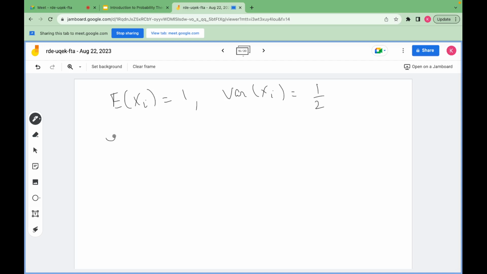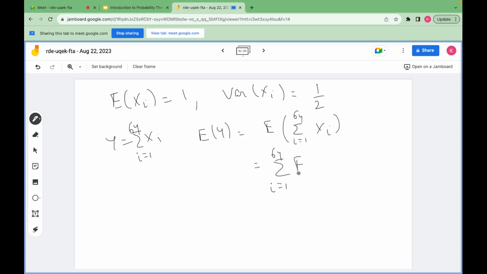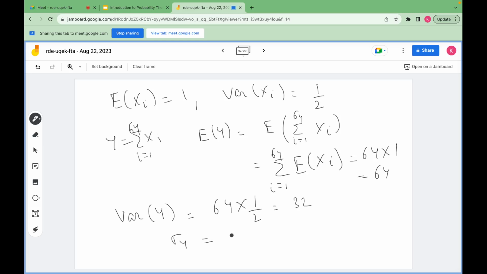Okay. Now y is the summation of xi's from i equal to 1 to 64. Expectation of y is expectation of sigma i equal to 1 to 64 xi. This is nothing but the summation will come outside, so this will be 64 into 1, which is 64. Similarly, variance of y is 64 into 1 by 2, which is 32. So this will give sigma y as 4 root 2.